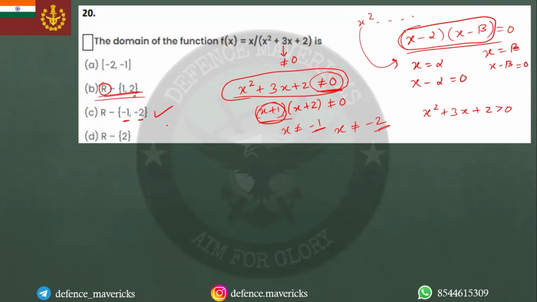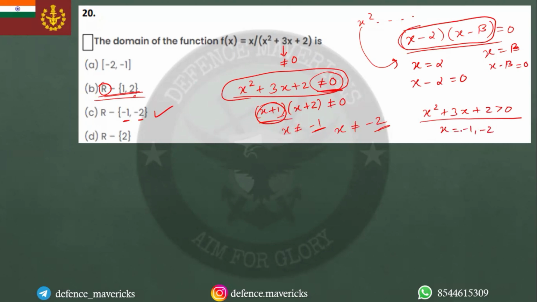You just include them. But what if you have something like this: x square plus 3x plus 2 greater than 0? Now you cannot do it using the roots. Now you need factorization only. But if factorization is not working for you, let's say this equation is something difficult, then what to do? First find the roots. What are the roots? -1 and -2.